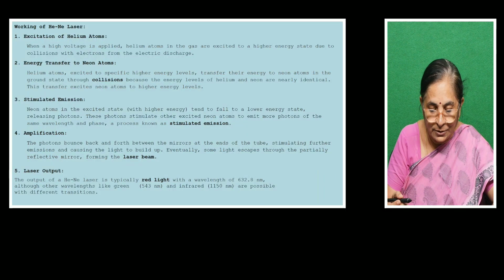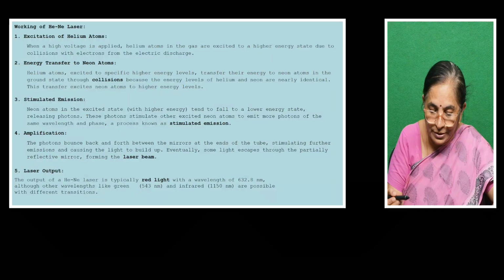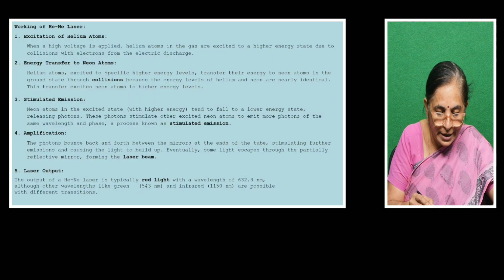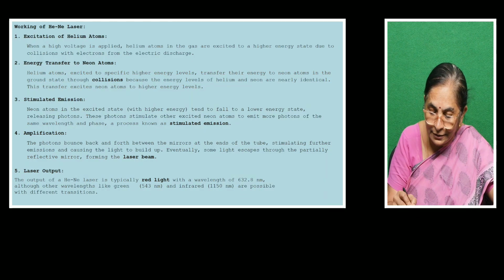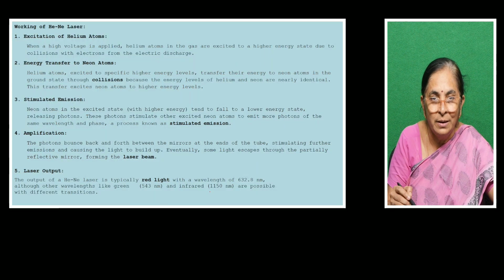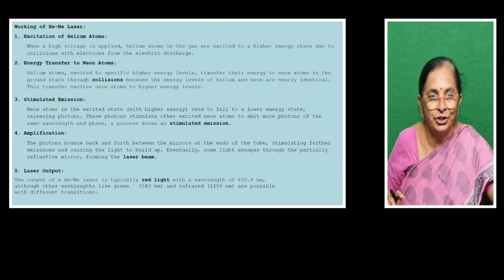Even other wavelengths can also be obtained due to different transitions, like you can have a green light at 543 nanometer. If you want an infrared laser, then at around 1150 nanometer, they are possible with the different transitions.